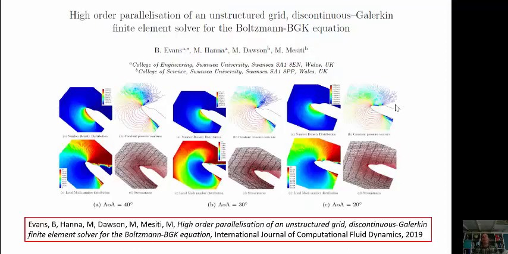Of course, that's just a very brief summary. If you want to find out more details about the kind of problems we can solve using this method and the kind of implementation numerically, I'd encourage you to get hold of that paper in the International Journal of Computational Fluid Dynamics, published online earlier in 2019.